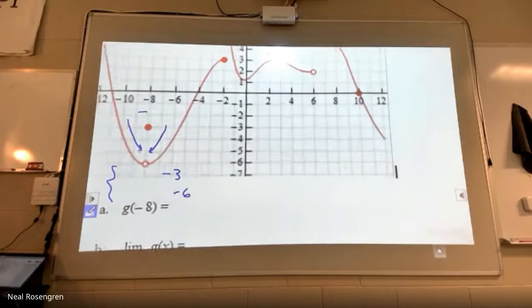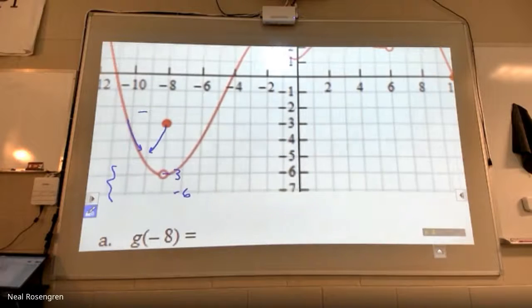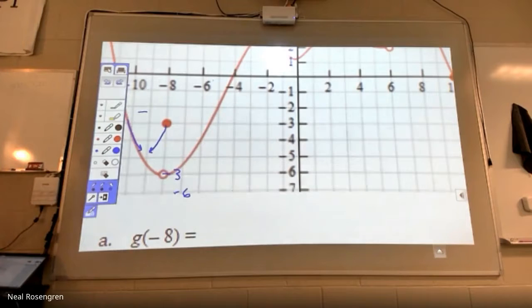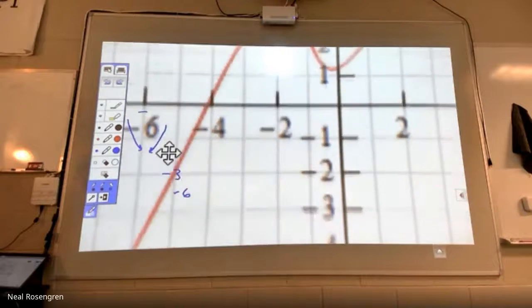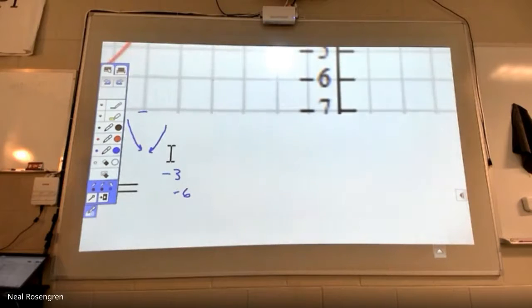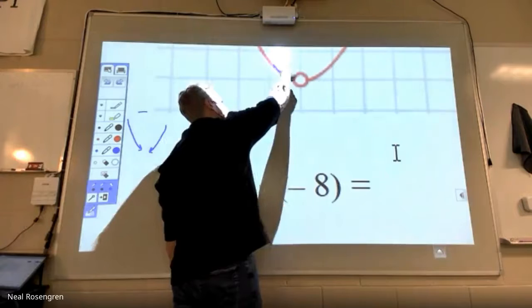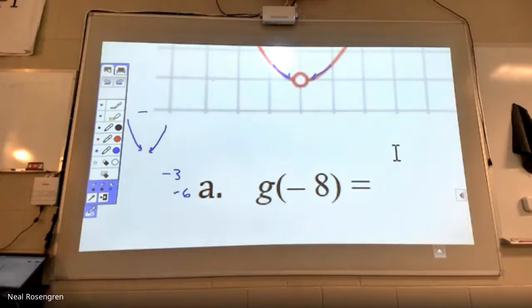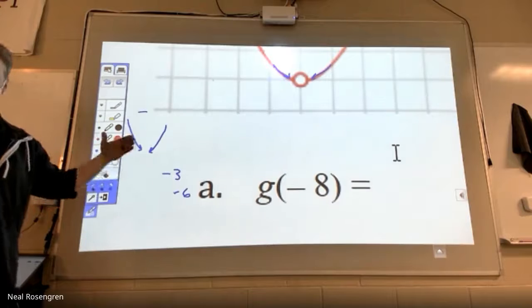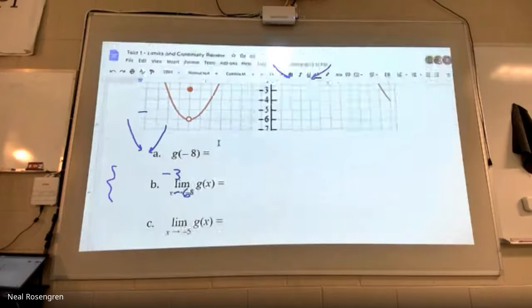But when I'm thinking about calculus, I'm getting this close. I'm just getting closer and closer and closer. That's as close as I can get that way. This is as close as I can get this way. This is how I want to feel: what y value am I approaching? That's how close I'm getting to that point, but not actually ever getting there. So that's the difference between something like g of -8 versus the limit as x approaches.